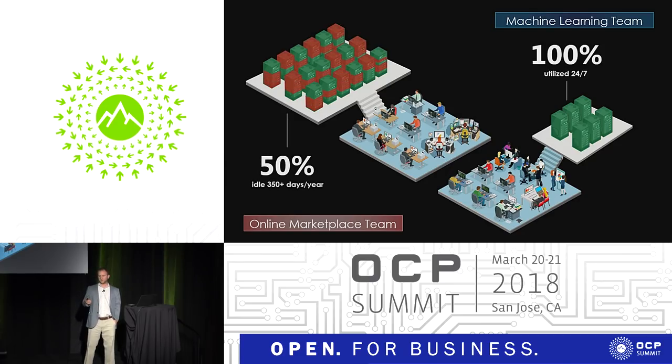So most of the time, like a Thursday in May, shopping demand is pretty low. So on average, this dedicated infrastructure is only, say, 50% utilized.